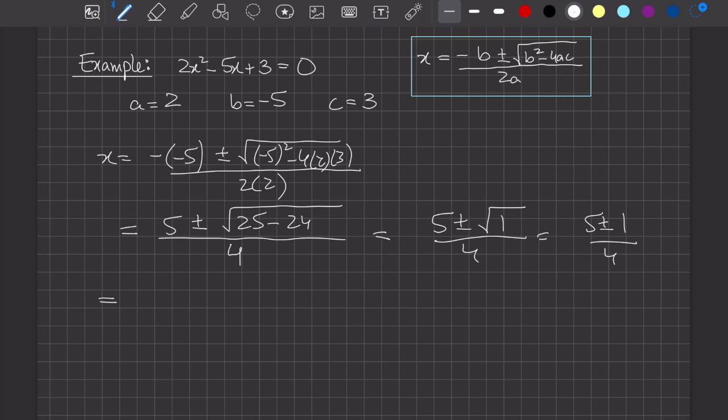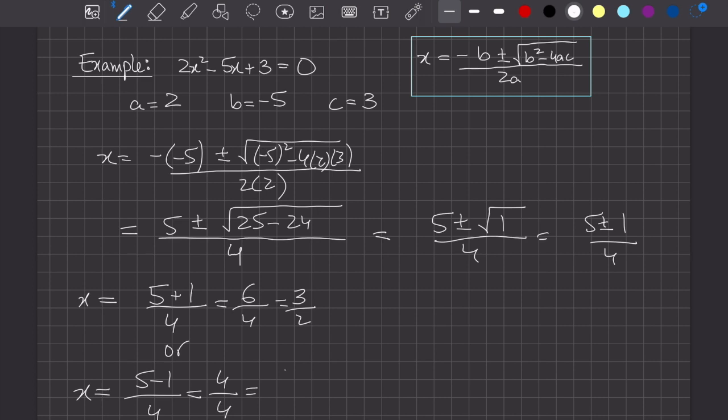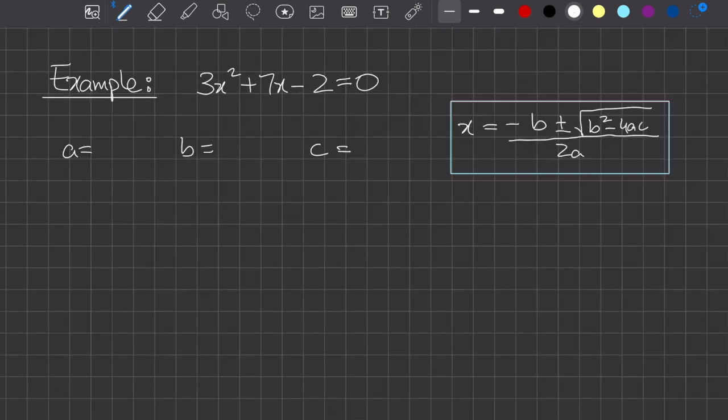For the positive square root, x equals 5 plus 1 divided by 4, which equals 6 over 4, and is simplified to 3 over 2. For the negative square root, x equals 5 minus 1 divided by 4, which becomes 4 over 4, and the simplified answer gives us 1. Time to move on to a more difficult example which cannot be solved using factorization.